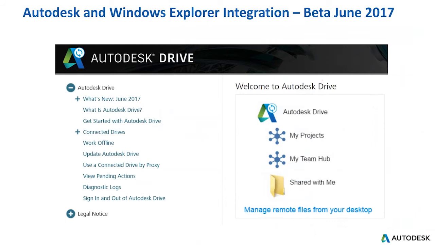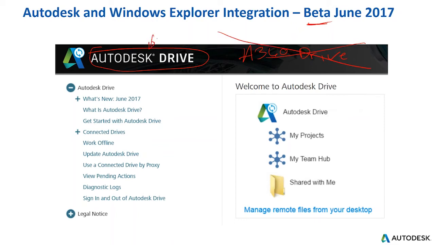So here is a piece of the new, what's new. This is actually pre-what's new. Autodesk has come out with a beta. It started out in June of this year, and it's a Windows Explorer integration. Now, if you want to find it, please Google Autodesk Drive. If you do the Google, it'll show up as A360 Drive. It is not A360 Drive, okay?